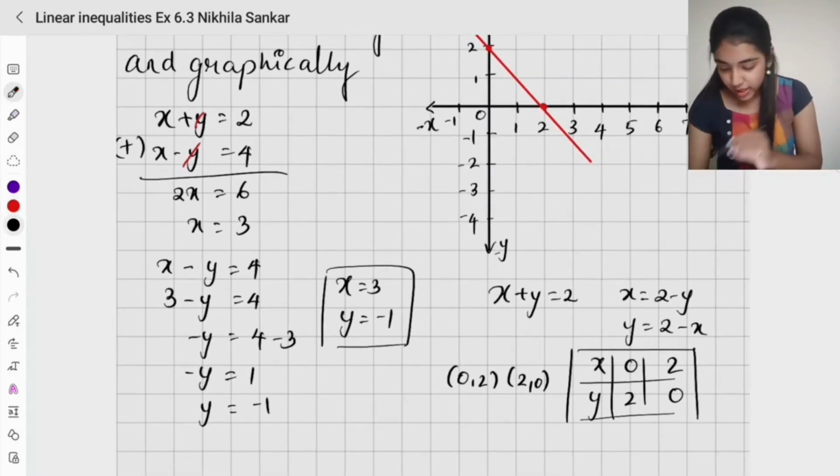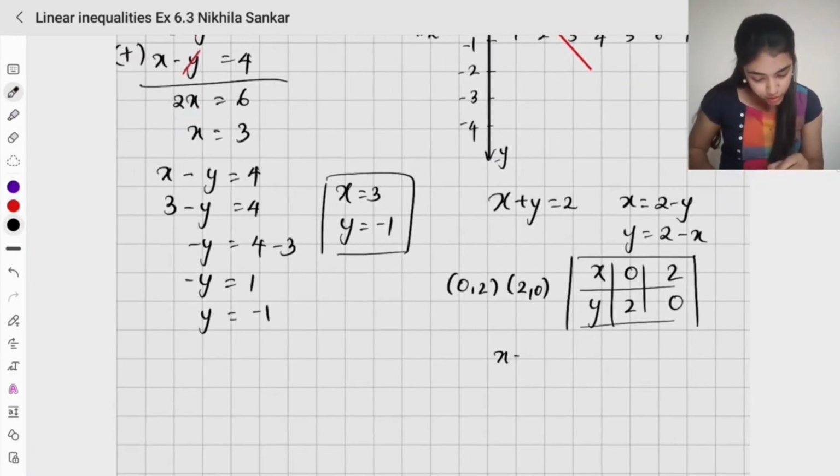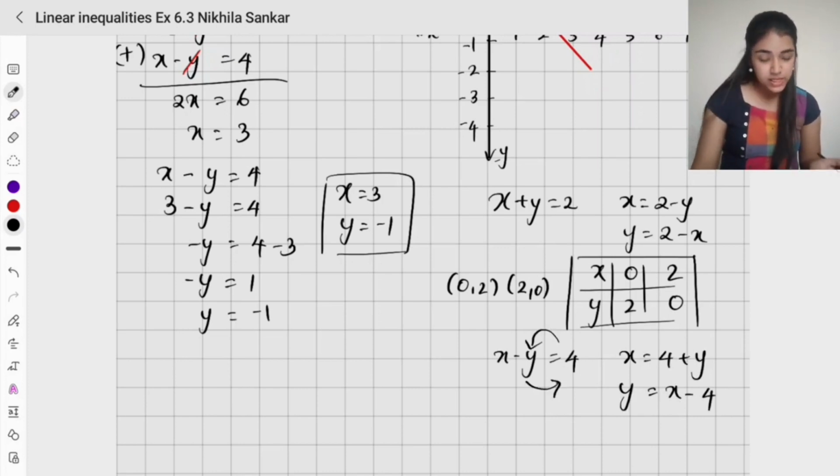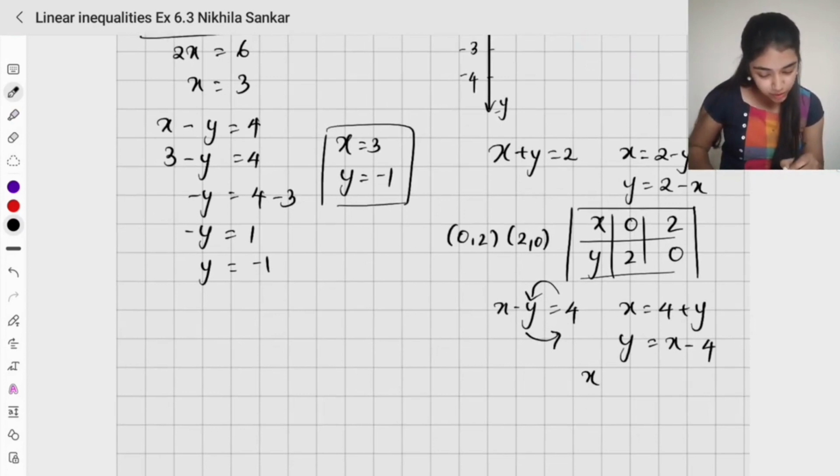இப்போ அடுத்த equation என்ன? x minus y equals 4. So x minus y equals 4. So x is equal to 4 plus y. இது ஒரு equation. y is equal to x minus 4. y இந்த பக்கம் கொண்டு போயிட்டேன், 4 இந்த பக்கம் கொண்டு வந்துட்டேன். So y equals x minus 4. இப்போ tabular column எப்படி வரும்? x, y. x ஓட value 0, y is going to be minus 4. y ஓட value 0, x is going to be 4.